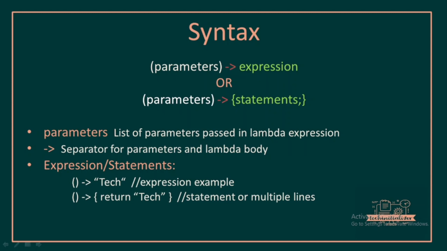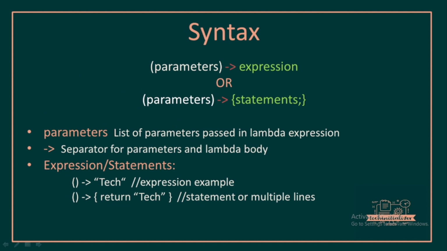Lambdas may or may not have parameters, and they may or may not return a value. As you can see in the expression example, we have passed no arguments and it is returning a string named tech. Here, return is implied. You can write it explicitly, while in the statement or multiple lines example, you can see I have used braces and I have explicitly used a return statement. In an expression, the return statement is not necessary, while in a statement, the return statement is necessary.